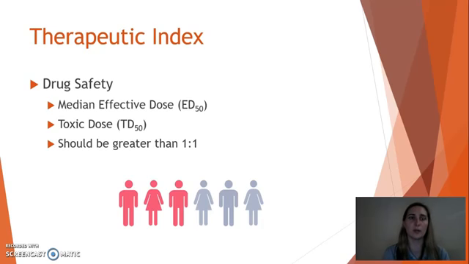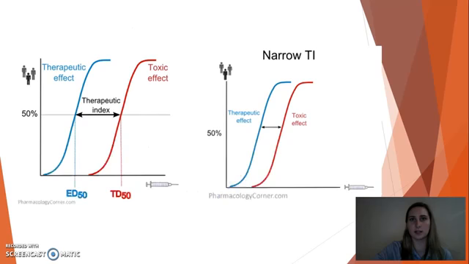So for ibuprofen, that can be 400 milligrams, for example. Other drugs, it may be more, it may be less. But the toxic dose of a drug, TD50, is going to be what's considered an overdose of the drug. So it's going to be that point where you're experiencing those adverse secondary effects. So to have a safe drug, the therapeutic index between your ED50 and TD50 needs to be greater than 1:1. And I'll show you on the next slide what that looks like.